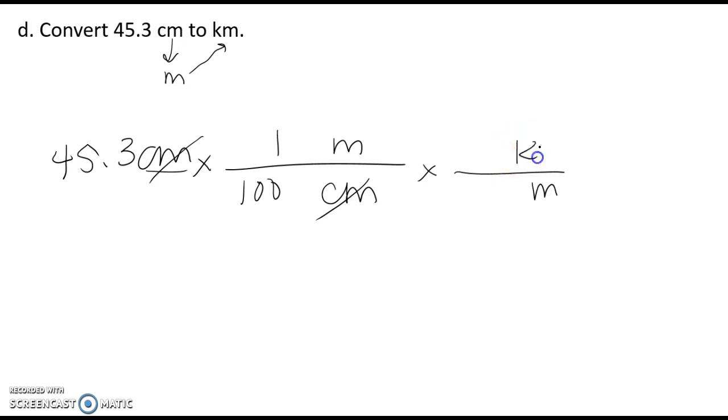And then we can get to kilometers again very easily. So 1 kilometer is 1,000 meters. Those are just those prefixes, the King Henry prefix. So then your meters can cancel. You're left with kilometers, which is good.